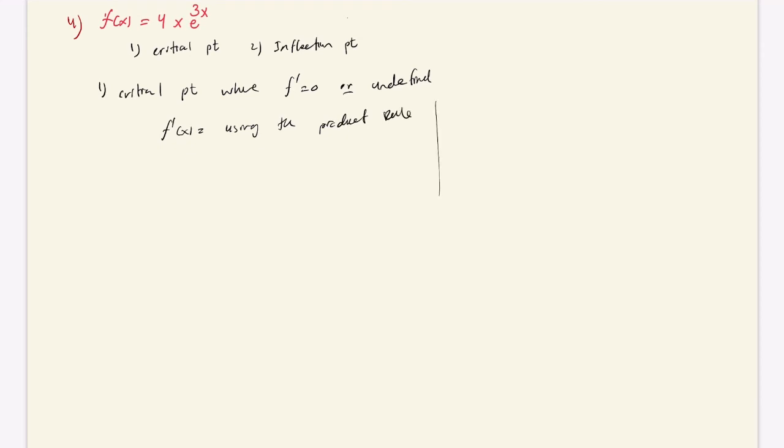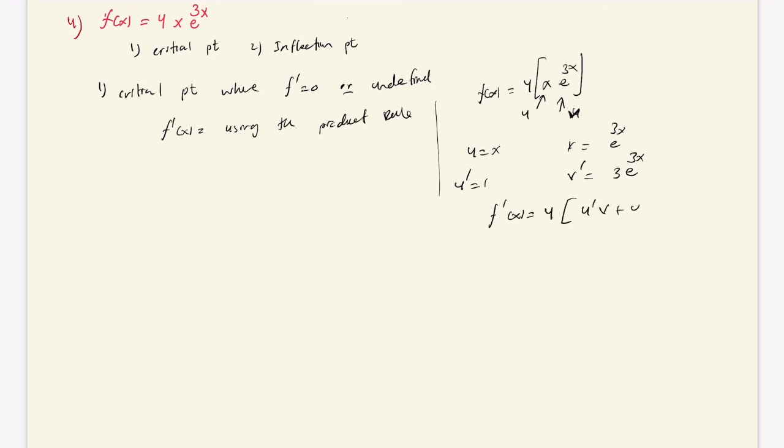To take the derivative, notice these are two multiplied functions, so we're going to use the product rule to differentiate the function. I'm going to set u to be x and v to be e to the 3x. I'm going to take the derivative of each. Now, since I already found all the functions, I'm ready to apply the product rule. It's going to be 4 multiplied by the product rule, which is u prime times v plus u multiplied by v prime.